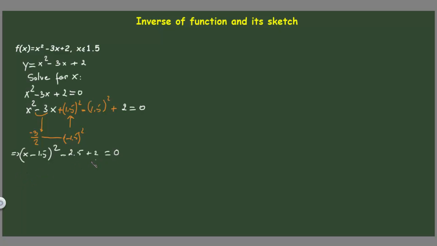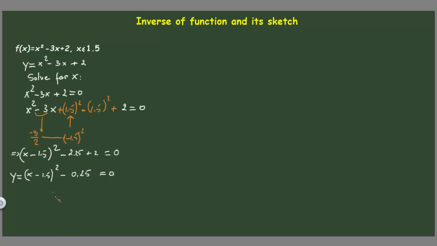Now we can work out that minus 2.25 plus 2 is minus 0.25, so we have x minus 1.5 to the power 2 minus 0.25 equals 0. All right. Now we have y equal to this one here.